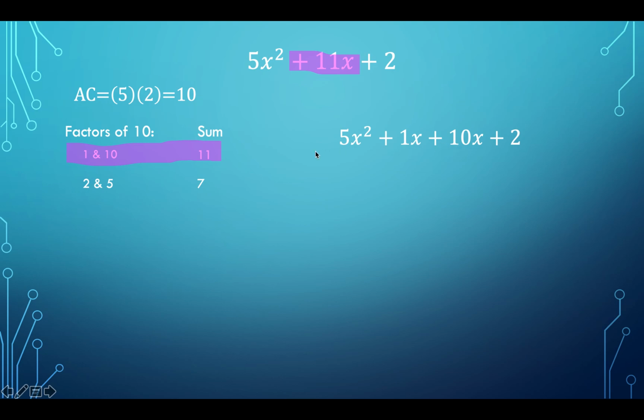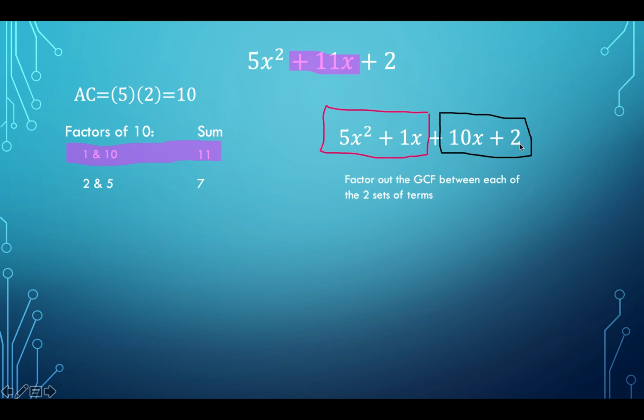Why did we use 1x and 10x again? Because those were the factors of 10 that gave us 11. So now we're going to break it up into our two problems like we were doing yesterday. Now we're going to find the greatest common factor between 5x squared and 1x, and then the greatest common factor between 10x and 2. So factor out the greatest common factor between the two sets of terms.